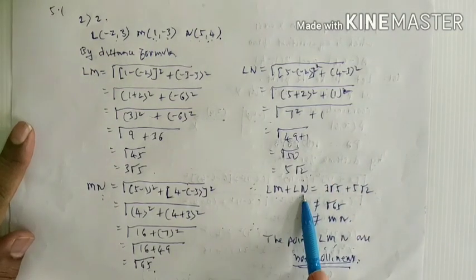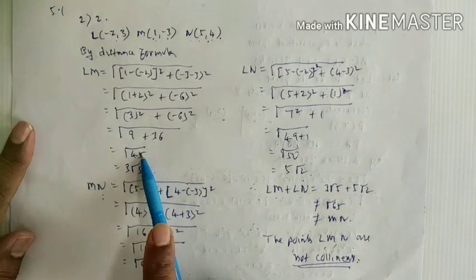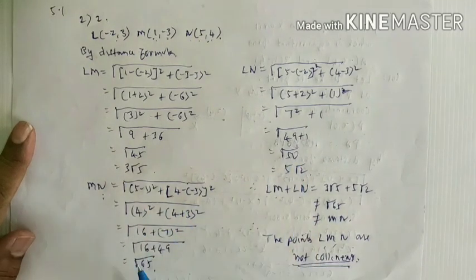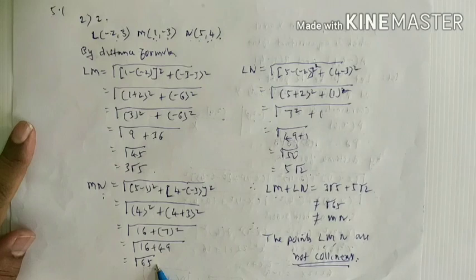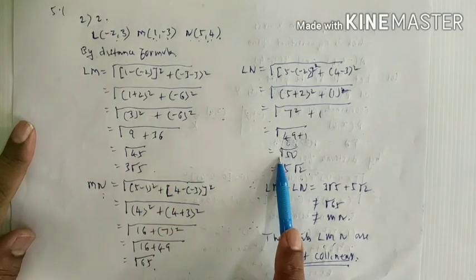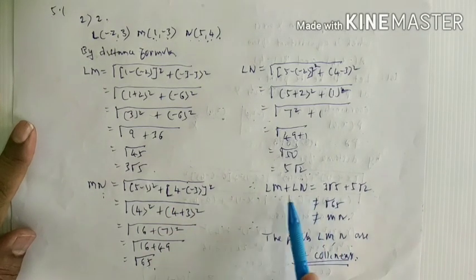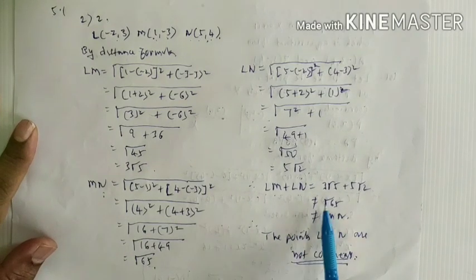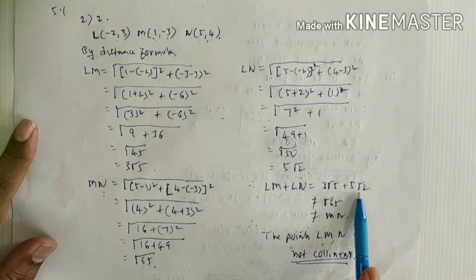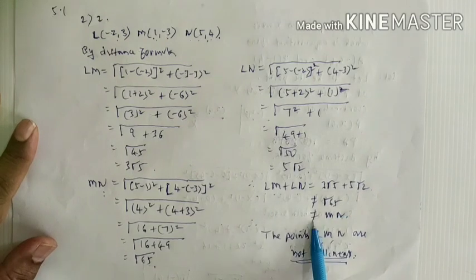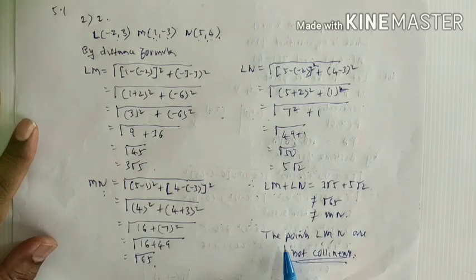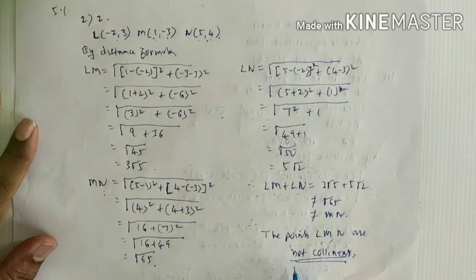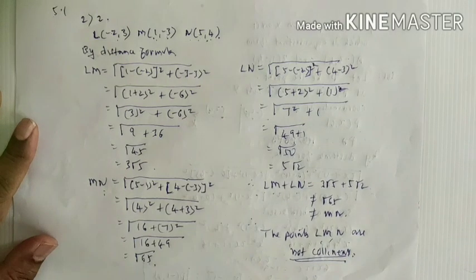Now what is LM plus LN? Say the smaller two sides are root 45, root 50 and the larger side is root 65. So root 45 plus root 50 means 3 root 5 plus 5 root 2. LM plus LN is 3 root 5 plus 5 root 2, which is not equal to root 65. If we add, we are not getting root 65. So it is not equal to MN. Therefore, the points L, M, N are non-collinear. Simple sum.